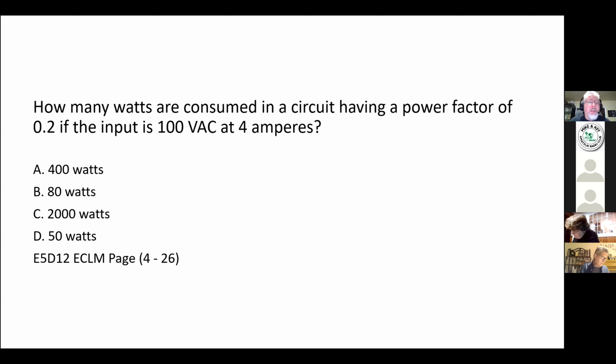How many watts are consumed in a circuit having a power factor of 0.2 if the input is 100 volts AC at 4 amperes? A, 400 watts, B, 80 watts, C, 2000 watts, or D, 500 watts?